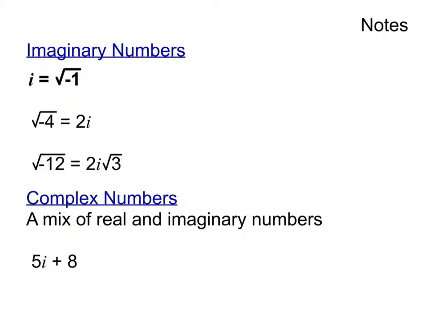Because, for instance, this square root of negative 4 here, the reason why it equals 2i is because the square root of negative 4 really is the square root of 4 times the square root of negative 1. And of course, the square root of 4 is 2, and the square root of negative 1, as we see up here, is i. So that's why that ends up equaling 2i.